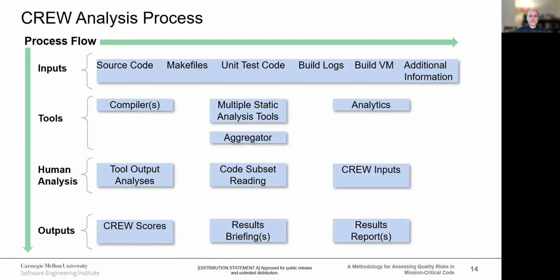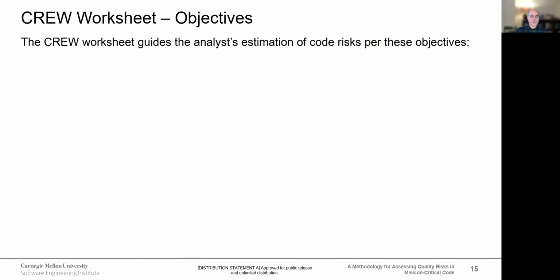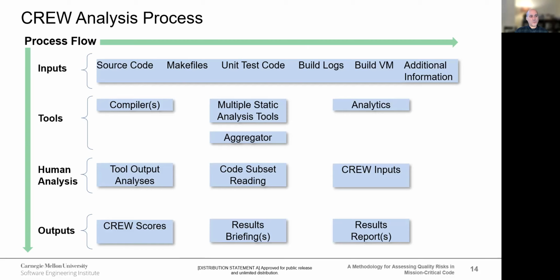The process flow for CREW code analysis is shown here, where the basic flow goes from top to bottom, and then within each vertical level from left to right. So we start with the inputs that I had mentioned. We move into tools, multiple static analysis tools and analytics that we've developed. We have the human analysis portion of the assessment, where we bring in the CREW worksheet, and then we use the CREW worksheet to develop the outputs, which are generally either results briefings and or a report.